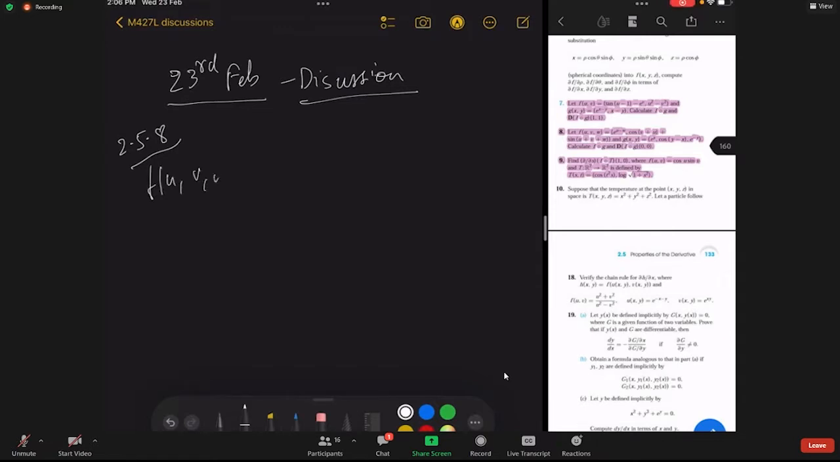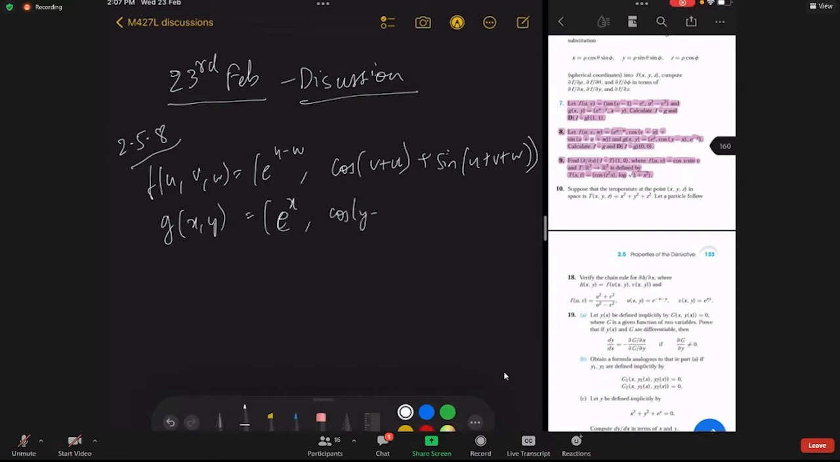F of u, v, w is equal to e power u minus w, comma, cos of v plus u, plus sine of u plus v plus w. And then g of x comma y is e power x, cos of y minus x, and then e power minus y. So now that we have written this, let's see how we do the first part, which is f circle g.